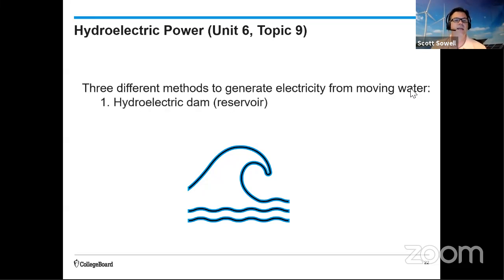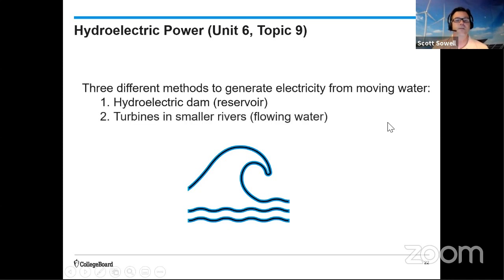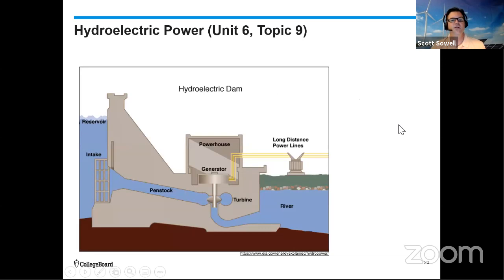The first one would be a dam. That's when we build up water behind the dam in a reservoir and then let it flow through to spin the turbine. Another one is just taking a small turbine and putting it directly into a river, a smaller river. And then finally, it's using those tides. But all three are using the moving water to spin a turbine, to spin a generator to make electricity. So let's start with the dam.